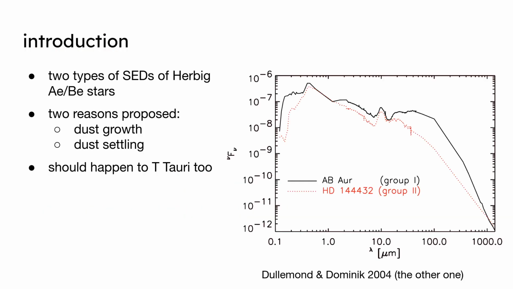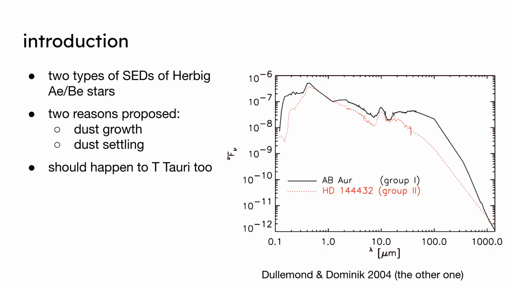Anyway, so what is the setup of the problem? It's kind of based on the problem from the previous paper, just a bit earlier paper, also Dullemond Dominik 2004. It just came out a bit earlier. And the problem there is that if we take SEDs of Herbig stars, we can group them into two types. And on the right there is a plot from that paper which has two examples from those groups.